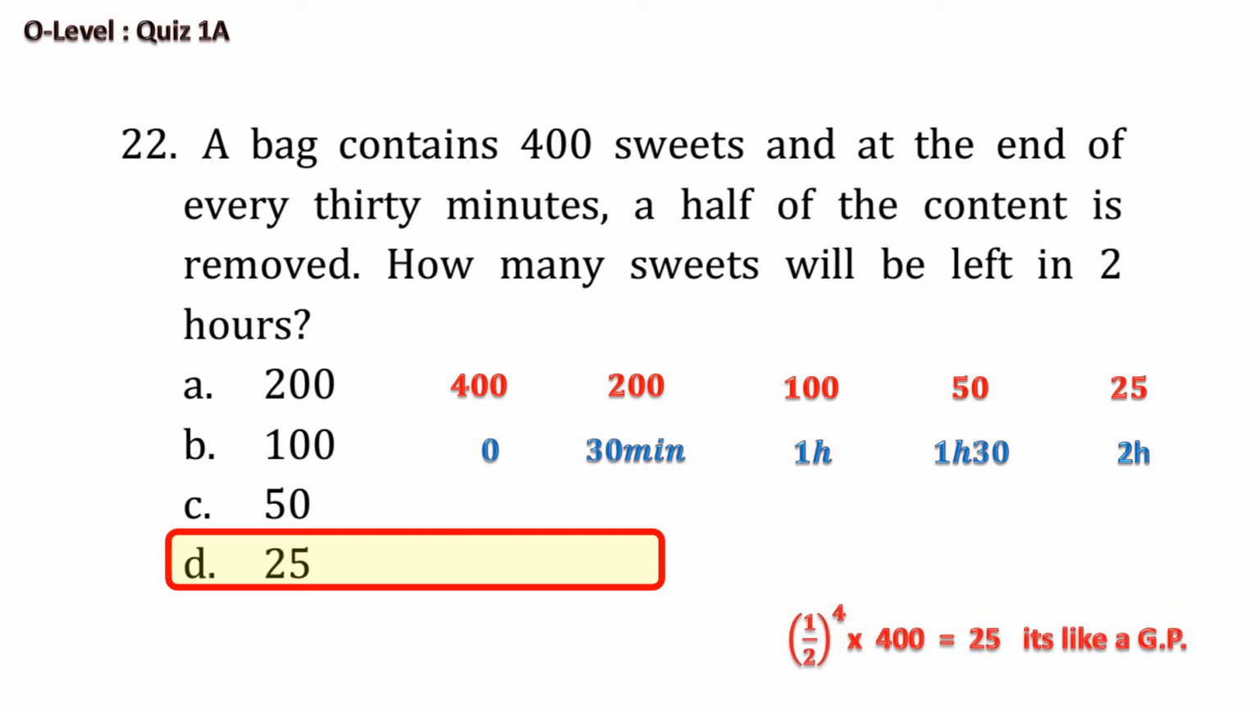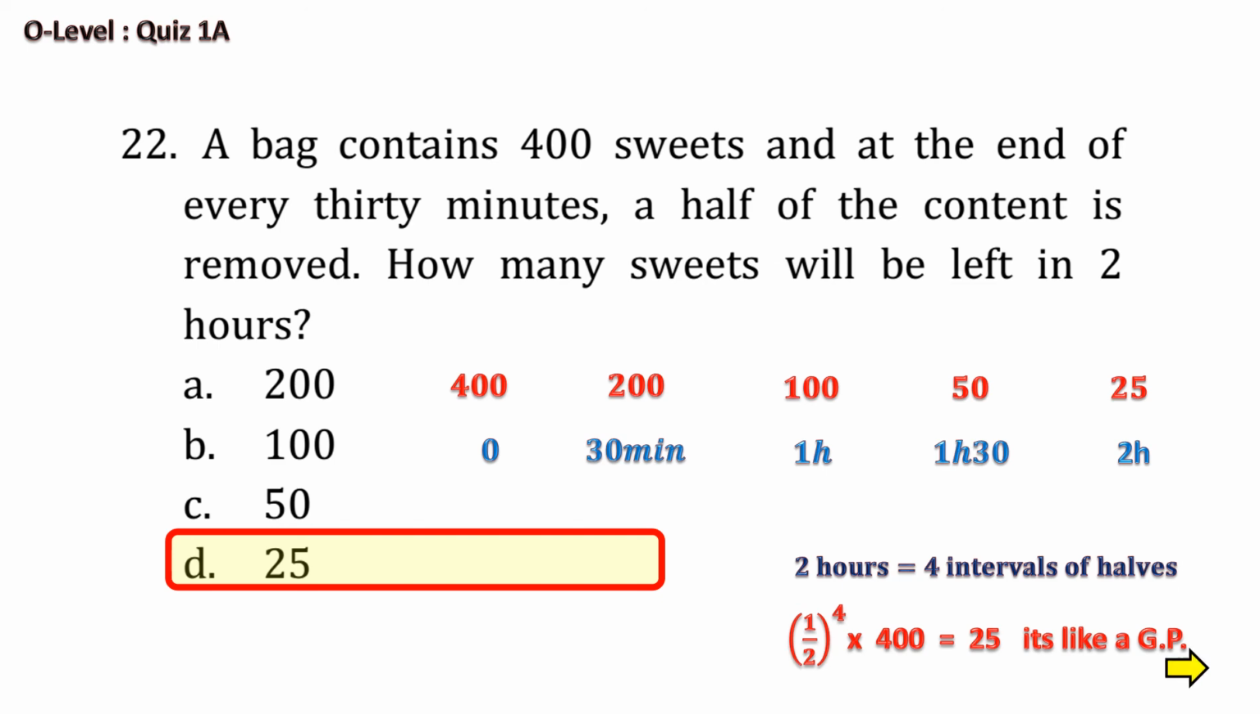Or you can equally say that 2 hours corresponds to 4 intervals of 30 minutes, and that gives us 4 intervals. So a half to the power 4, because they are emptying a half of the sweet. So you have a half to the power 4 times the total at the beginning, and that gives us 25 sweets. And recall, this is exactly like a geometric progression, which we are going to see in subsequent lessons.